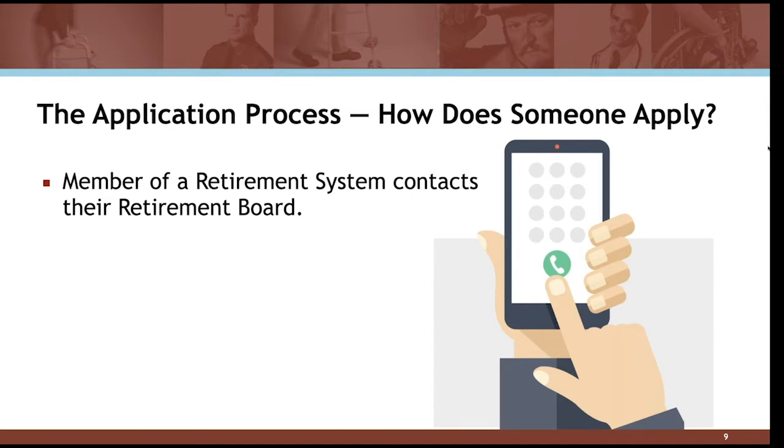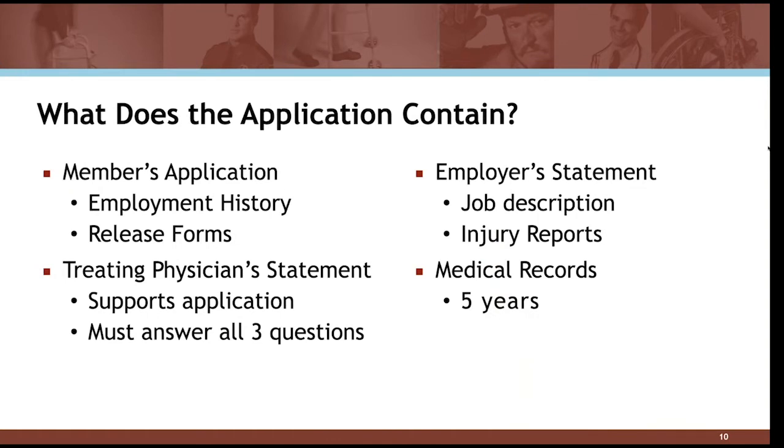So let's talk about the application process. How does somebody apply? First, a member of a retirement system contacts the retirement board. The retirement board is going to counsel the member and provide him or her with an application for them to complete. The retirement board needs to submit a treating physician statement to the applicant's doctor. They need to submit an employer's statement to the employer and collect medical records.